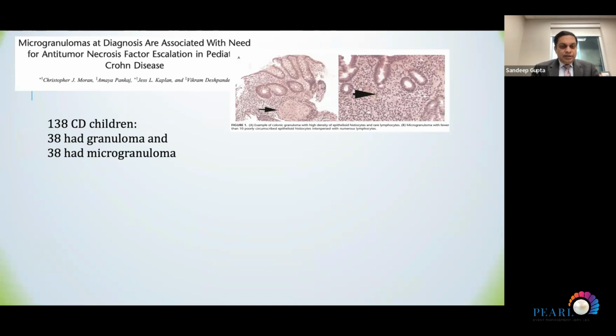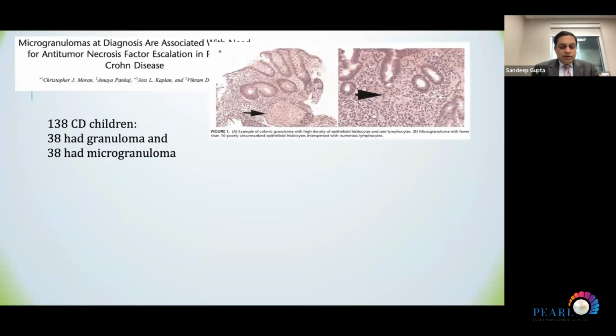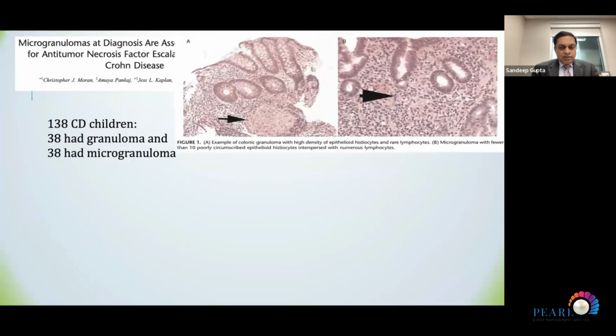They took 138 children with granulomas or microgranulomas. So a granuloma, on the left side, is a collection of several histiocytes that are well circumscribed, whereas a microgranuloma, as on the right side of the slide, is a poorly differentiated collection of fewer than 10 histiocytes.